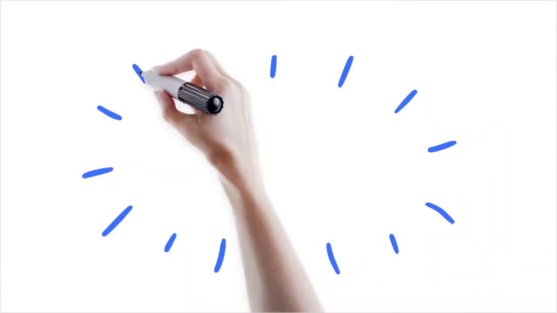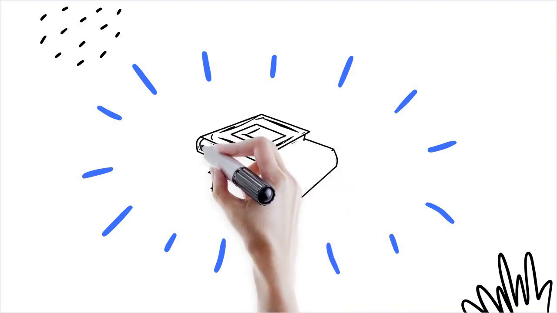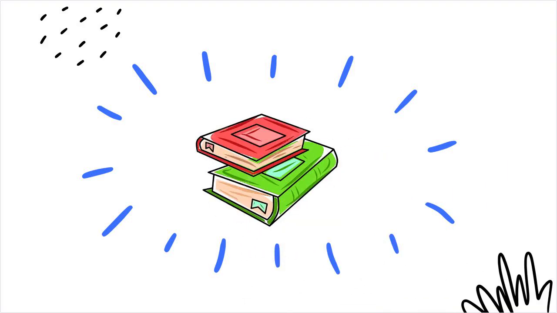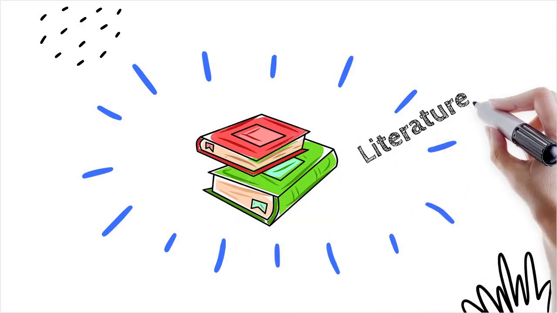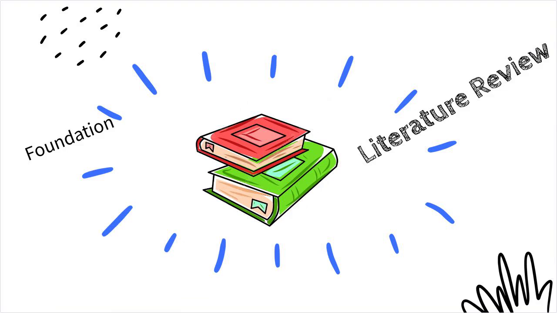Step 2. Time to hit the books. Or, okay, Google Scholar if you must. You check out what other smart cookies have already said about this topic. This is usually called literature review. This helps you build a foundation based on solid research instead of starting from scratch. It also reveals gaps in current research and avoids you duplicating previous work.